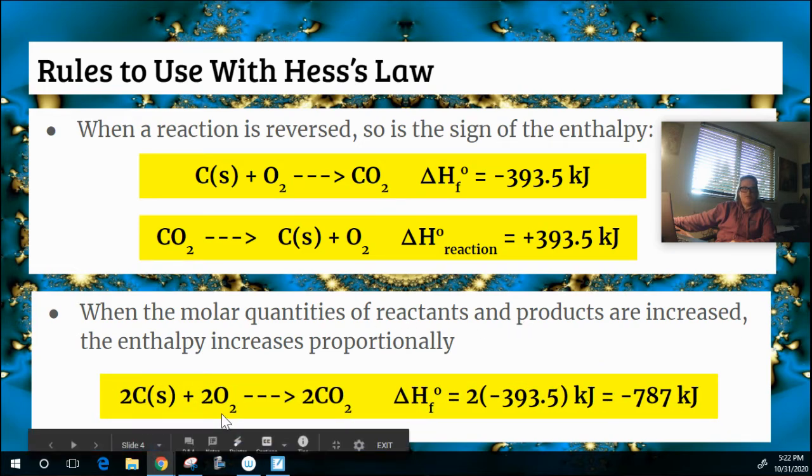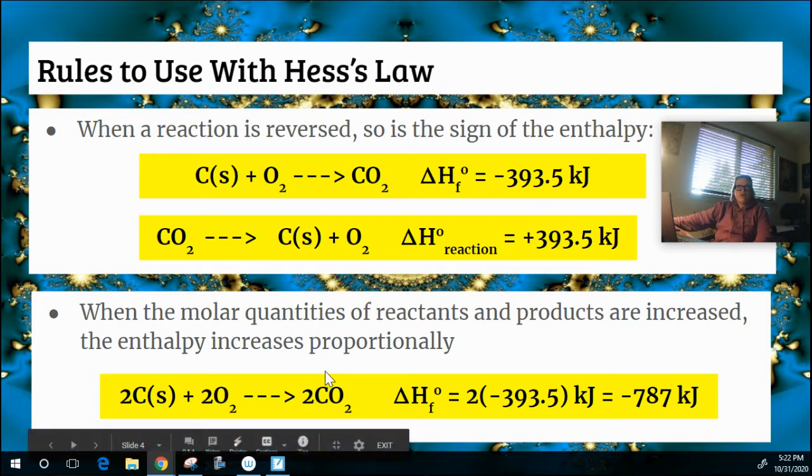Here is my carbon reacting with oxygen to make my carbon dioxide, and I've doubled the number of moles involved here. So if I double the number of moles of carbon, double the number of moles of oxygen to double the amount of carbon dioxide, I will double the enthalpy of formation. So 2 times negative 393.5 turns into negative 787 kilojoules for the heat of formation when carbon turns into carbon dioxide, doubling the molar quantities.